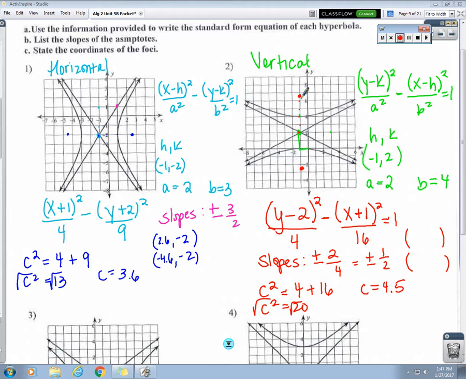Okay, so to get to this point, you have to go where? Left 1, up 6.5. And this foci point is located where? Left 1, down 2.5. Okay, go ahead and try 3 and 4.